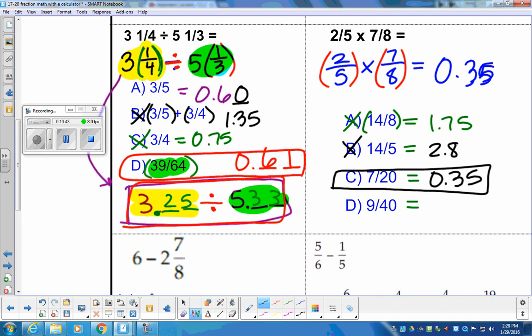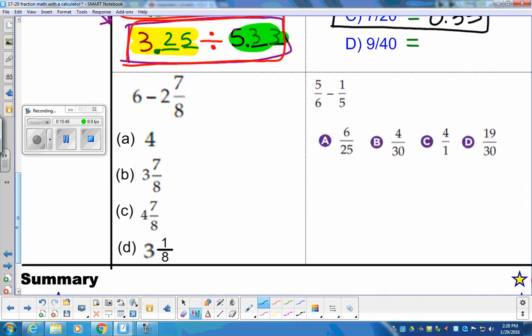Okay, group, we have two left. I know this video is getting kind of long, but we're going to keep plugging away. Two left. How do we solve it with a calculator? In part A, I have 6 minus 2 and 7/8. What do we do with a calculator, pardon me, with a calculator?